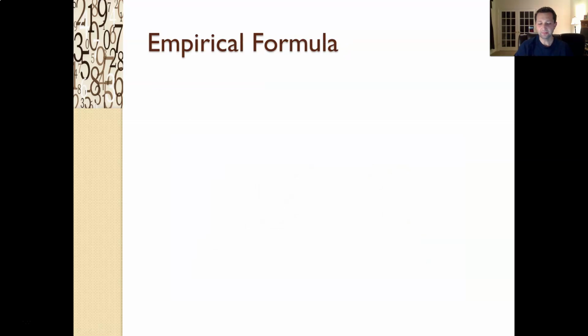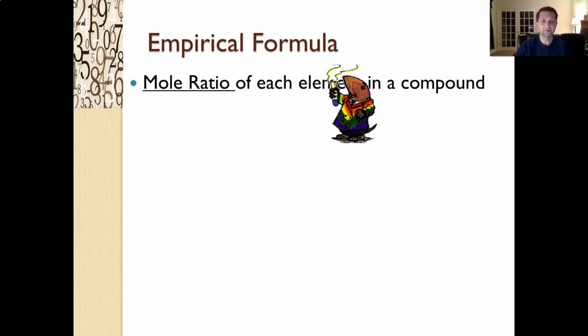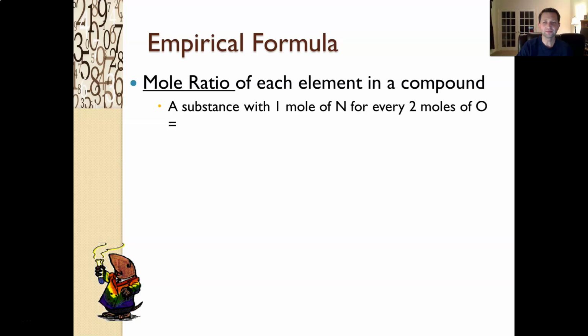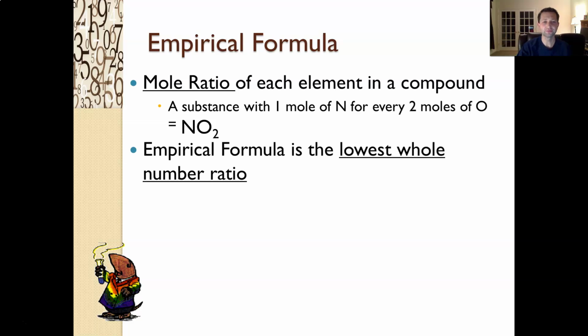So let's define what an empirical formula actually is. An empirical formula is simply a mole ratio of each element in a compound. A substance with a mole ratio of 1 mole of nitrogen to 2 moles of oxygen will be NO2. That's the empirical formula. It's the simplest mole ratio that you have for a molecule. So it's the lowest whole number ratio.